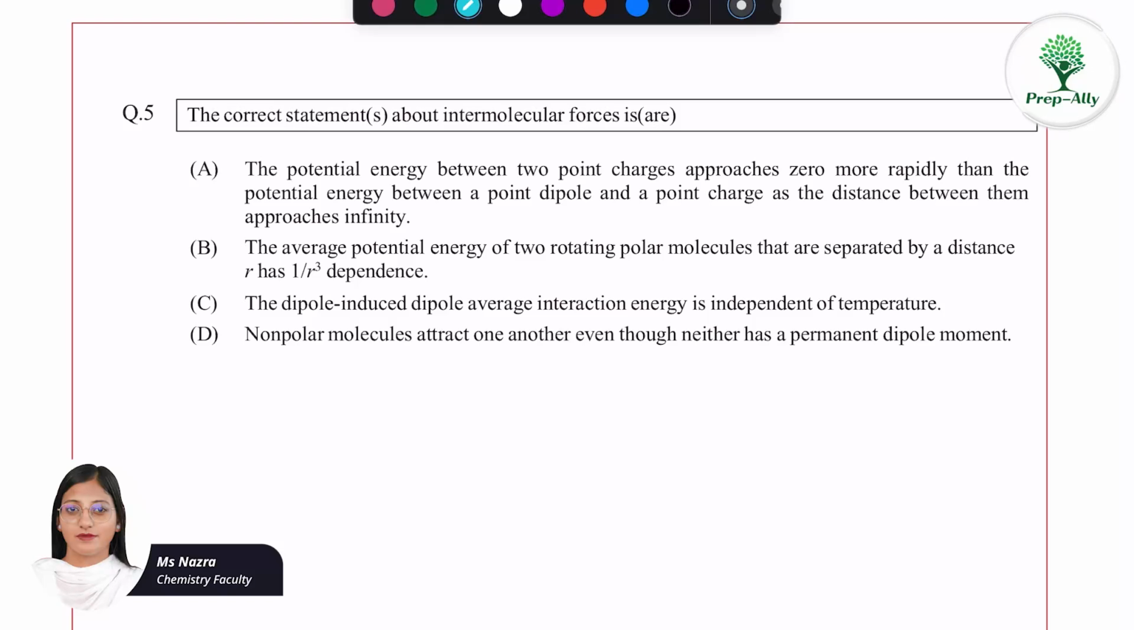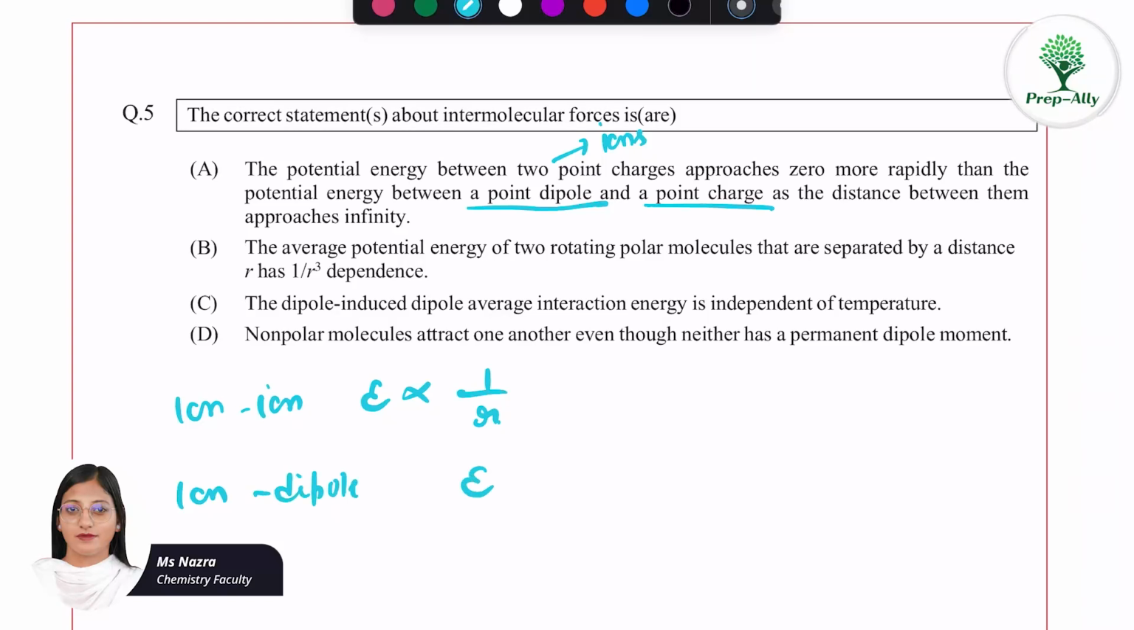Now first you need to identify what this point charge is. The examiner is trying to say that it is nothing but the ions. So the potential energy between ions, the ion-ion energy, we know is directly proportional to 1 by r. Next is between a point dipole and a point charge, so it is nothing but ion-dipole interaction. So the potential energy of ion-dipole is proportional to 1 by r square, or inversely proportional to r square.